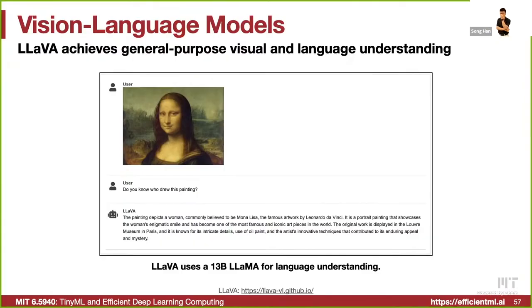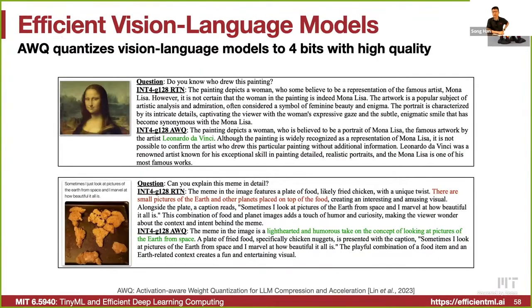So one example is this work called LLaVA, which can understand images and take a language prompt with the input image and output the description in language. So here, do you know who drew this painting? And LLaVA is going to say the details about this Mona Lisa. And here it shows that with quantization techniques, we can also quantize it to only 4-bit without losing accuracy.